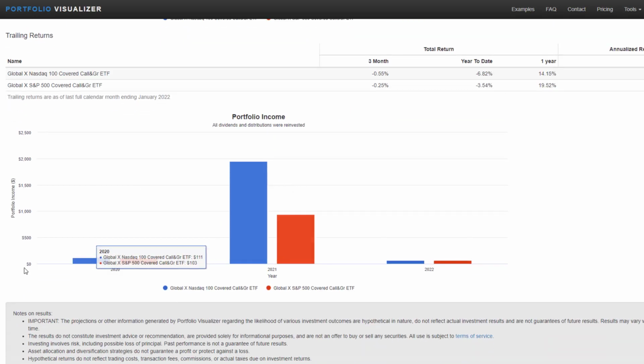And for the portfolio incomes, in 2020 there were only 3 months of dividend payouts, so you have XYLG and QYLG very close. However, in 2021, QYLG had almost $1,000 more in dividend payouts for the year. And remember, this is with a $10,000 contribution.